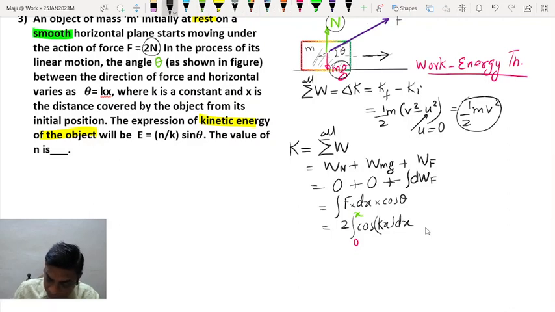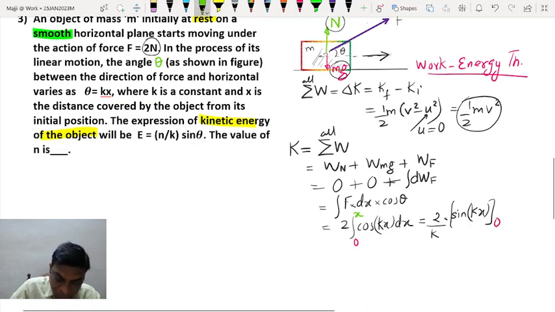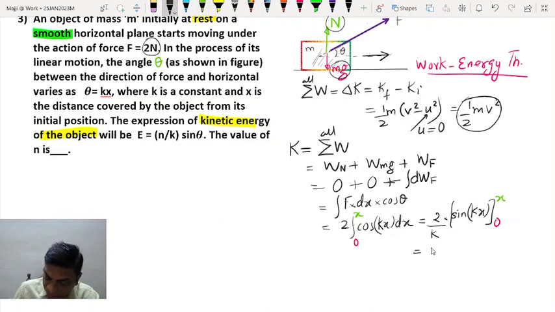So therefore twice the integral of cos is sine kx divided by k, integrated between the limits 0 to x. So finally we have 2 by k into sine kx after substituting the limits. So therefore the required value of n is 2. Required value of n is 2.